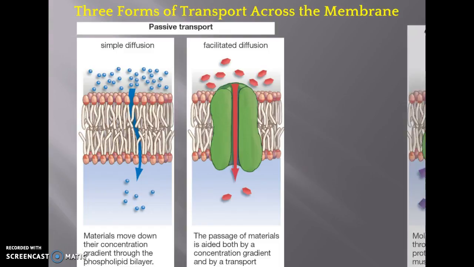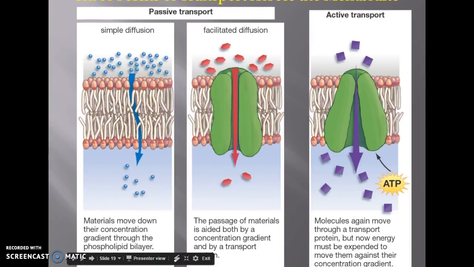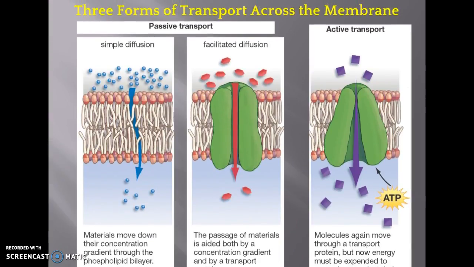Now we have another kind of transport called active transport, and that is when we need energy to move those molecules. And that typically is going to happen when we're moving against the concentration gradient, or we're moving from an area of low to an area of high.